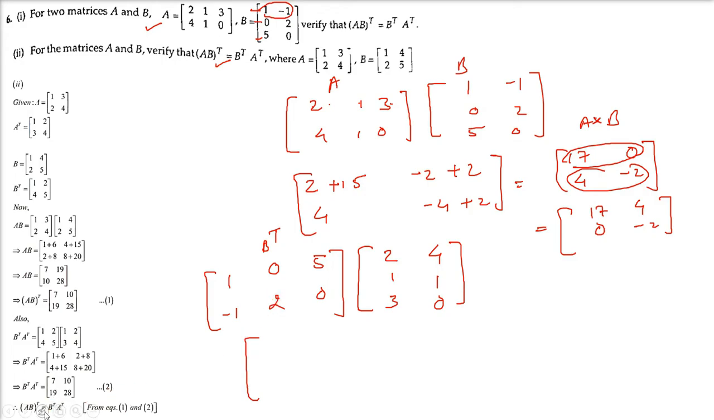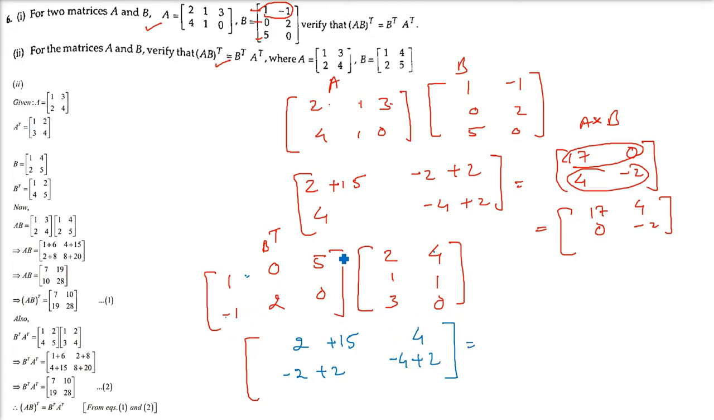1 into 2, 2. 0 into 1, leave it. 5 into 3, 15. Now first row, second column: 1 into 4, 4. 0 into 1, leave it. 5 into 0, leave it. Minus 1 into 2, minus 2. 2 into 1, 2. 0 into 3, 0, leave it. Minus 1 into 4, minus 4. 2 into 1, 2. 0 into 0, 0, leave it.